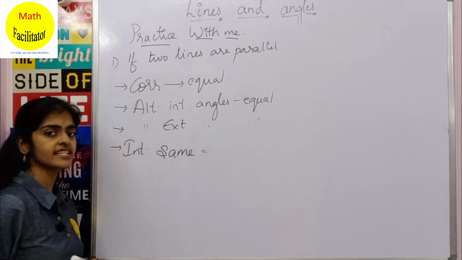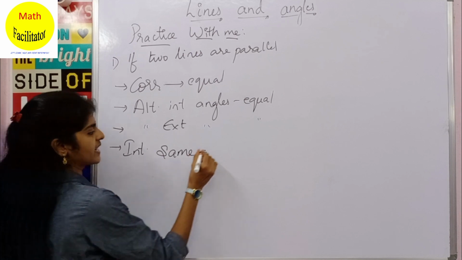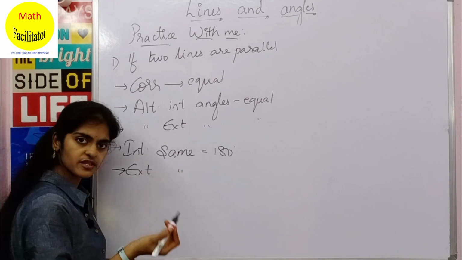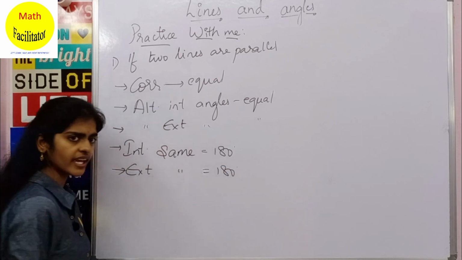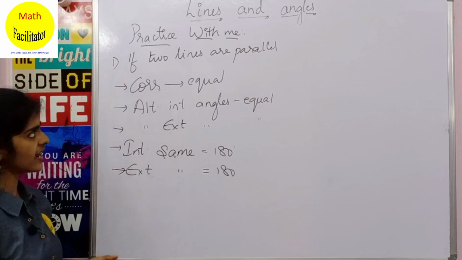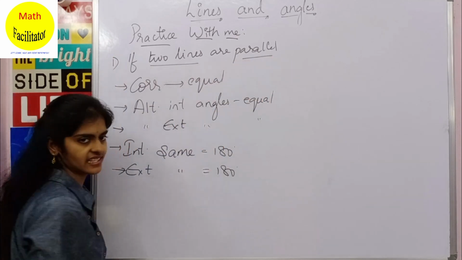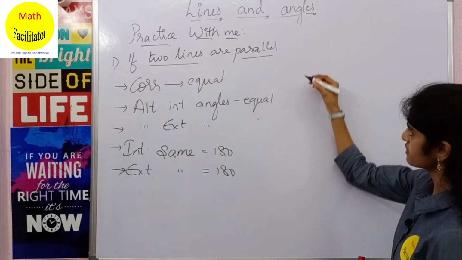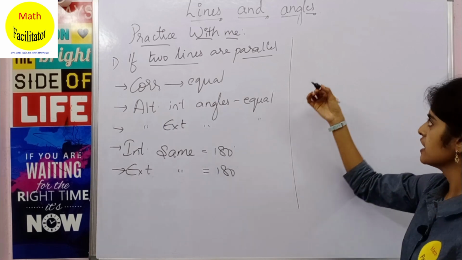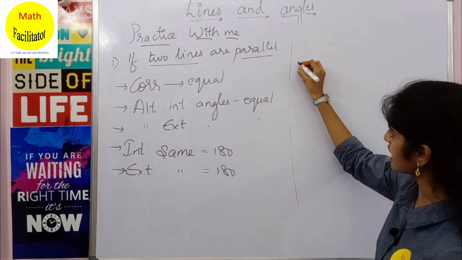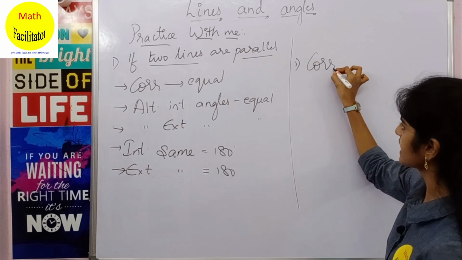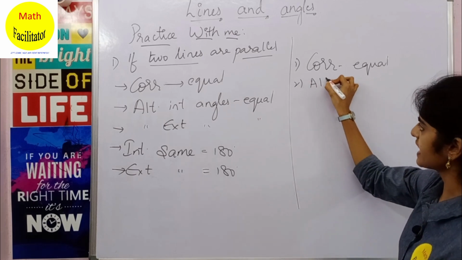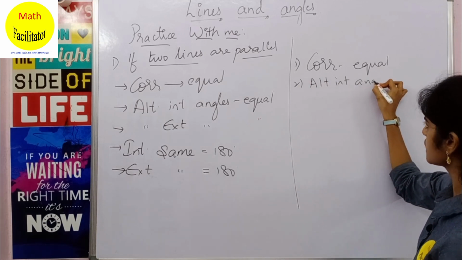And you got interior angles on same side of transversal. The sum of interior angles on same side of transversal is how much? 180 degrees. And also I told you that exterior angles on same side of transversal is also 180 degrees. Now when are all these conditions satisfied? When two lines are parallel. And we have learned the converse of it also. Now when can you say that two lines are parallel? You can say that two lines are parallel if, first point, corresponding angles are equal. The second point is the same thing, if alternate interior angles are equal.